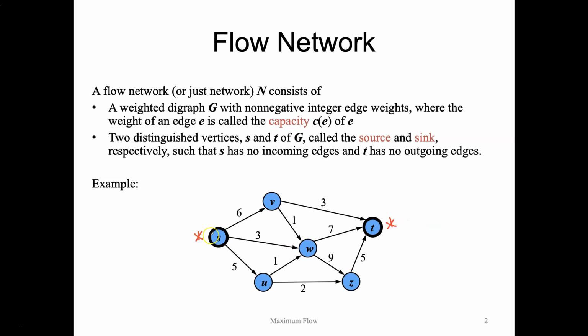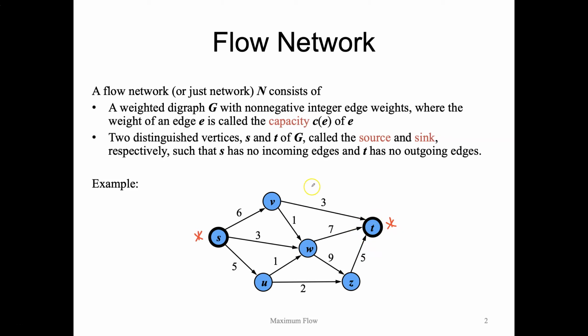Now the source vertex has no incoming edges, it only has outgoing edges. And the sink vertex has no outgoing edges, it only has incoming edges. Now a flow network is often used to model the distribution of a commodity, like electricity or water or some other utilities or manufactured parts, etc. And how that commodity is distributed from one location, the source, where the item is created or distributed from, to another location, the sink, where that item is to be distributed to.